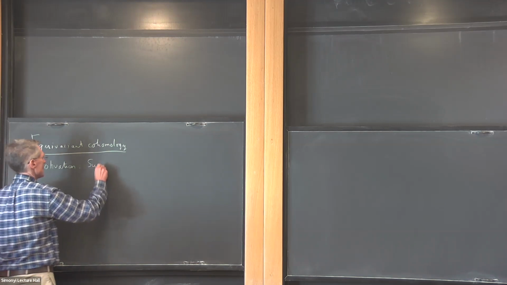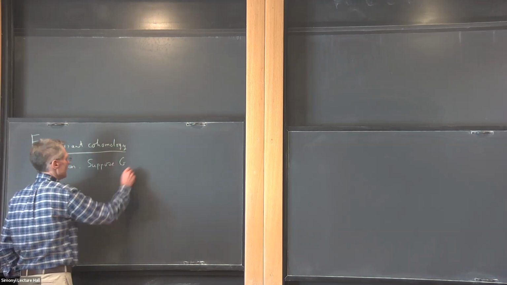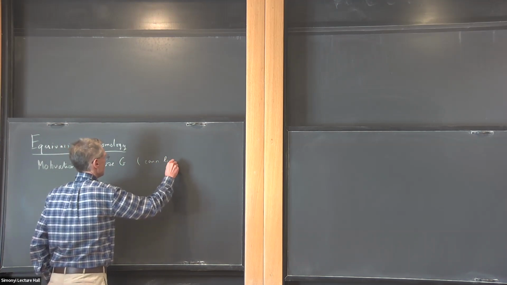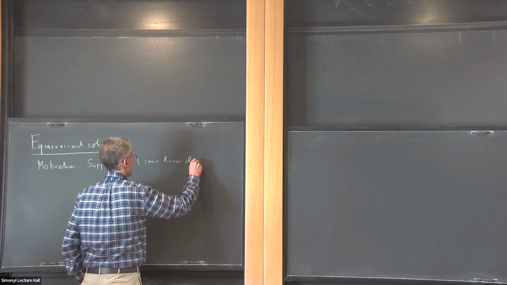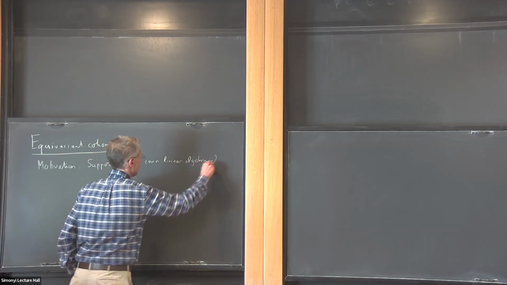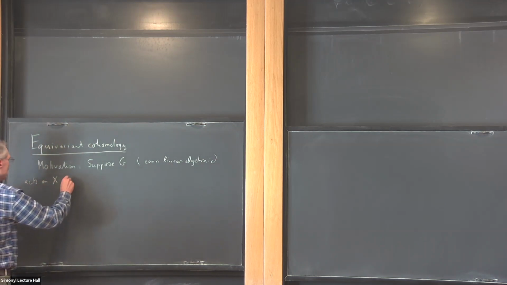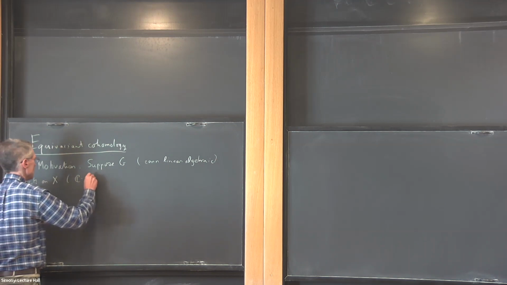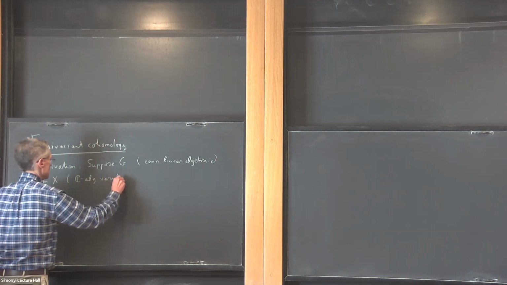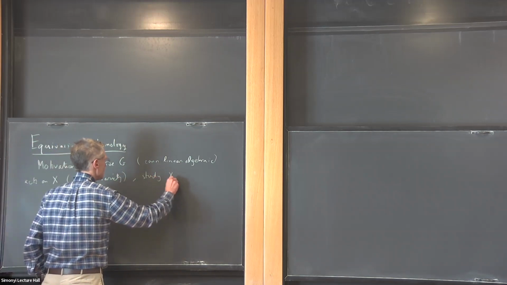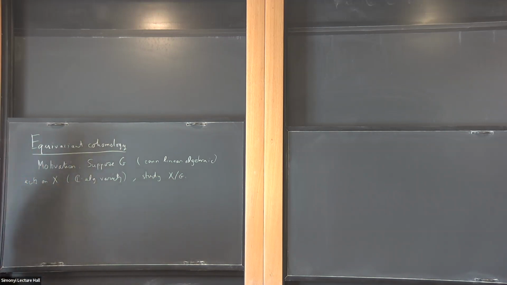Suppose that G, which in this talk will always be a connected linear algebraic group, acts on X, which in this talk will be a complex algebraic variety. And you want to study the space of orbits, which is X mod G. Well, the problem is that even if X is nice, X mod G might not be very nice at all.